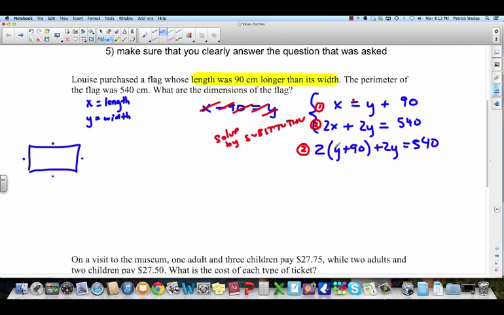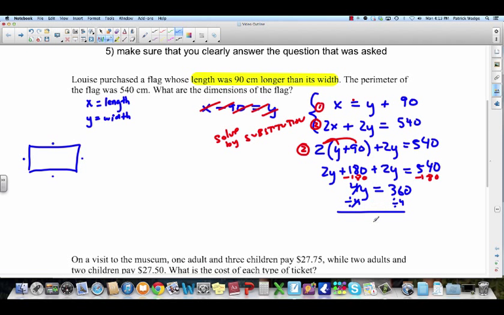How do I solve that? Well, the first thing I should do is do the brackets here. Distributive property. 2 times y is 2y. 2 times 90 is 180. And then I'd have plus 2y equals 540. Let's do two steps at once. 2y plus 2y on this side is 4y. And we also have to take 180 away from both sides. Take 180 away from here and 180 away from there. And if you do that, you'll be left with 360 on this side. Then we divide by 4 and divide by 4. That gets rid of those 4's. So you're left with y equals 90.